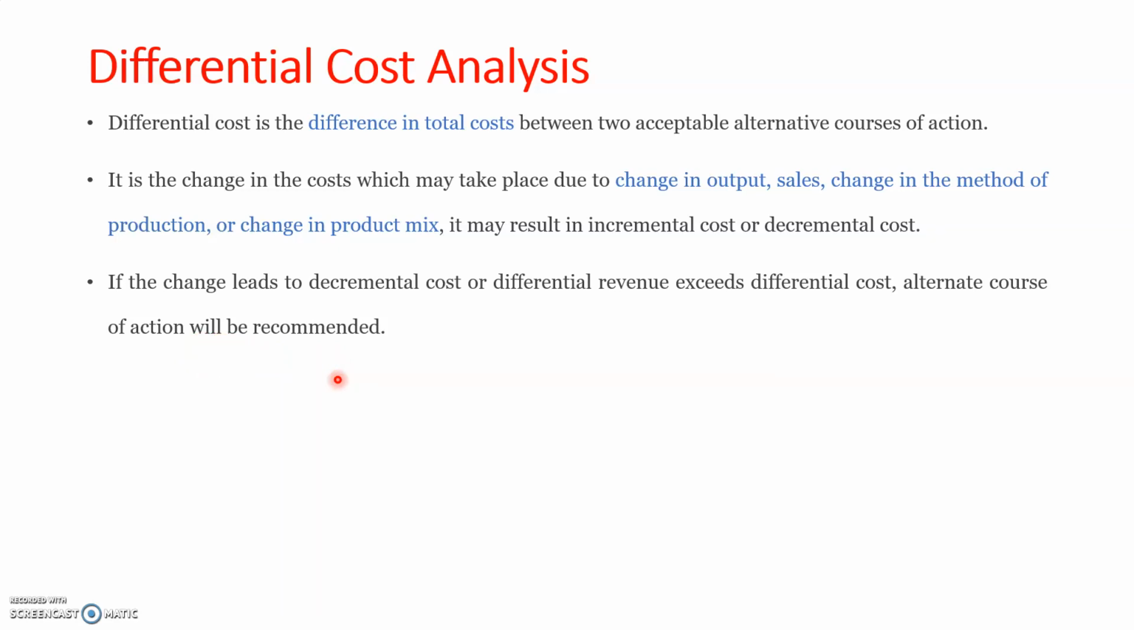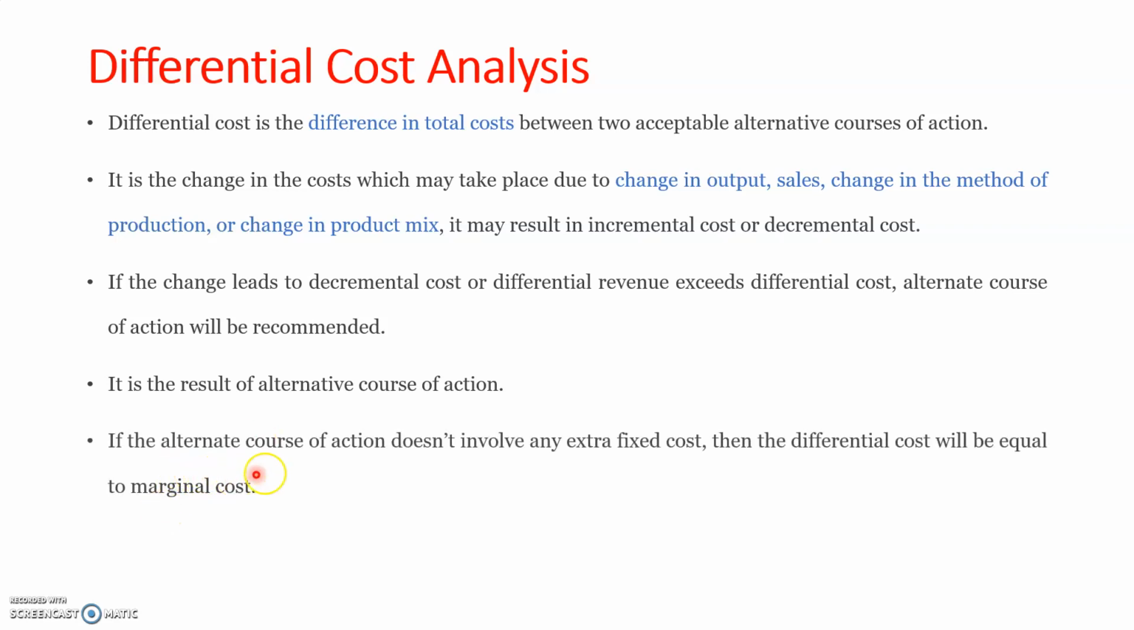Here we are considering the changes in the revenue and cost which may arise due to changes in the method of production, level of output, course of action, volume of sales, or product mix. If the change in the revenue is more than the change in the cost, then that alternative course or that change will be recommended for execution. That method is called differential cost. It is a result of an alternative course of action.